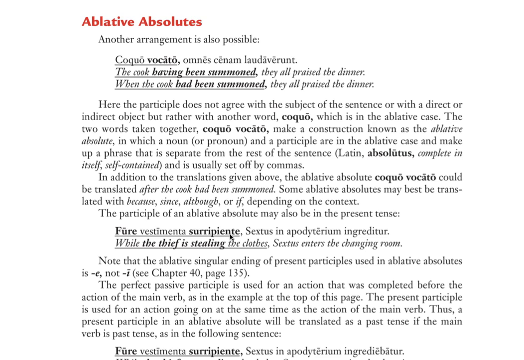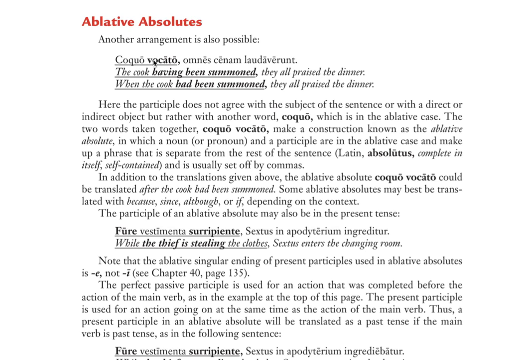This is a present participle, so this action will take place at the same time as this main verb. But perfect passive participles always occur prior to the main verb's action. So, in order for everyone to praise the dinner, first the cook had to be summoned into the room, right? We can't have the praising before we have the cook arriving, or having been summoned.